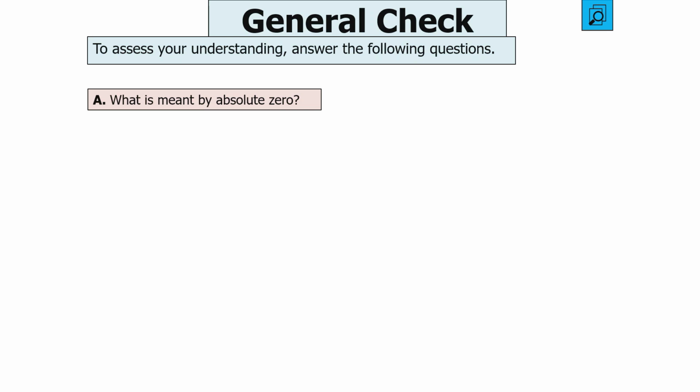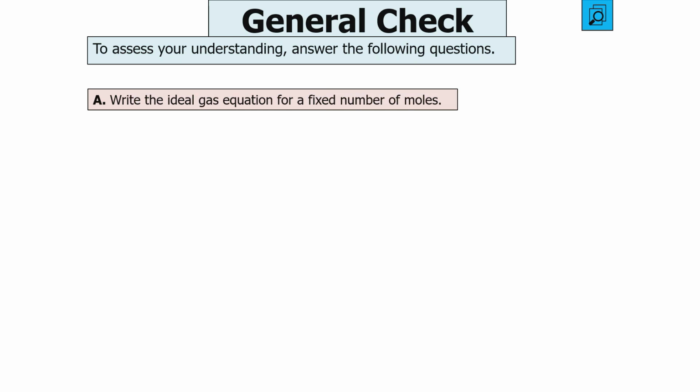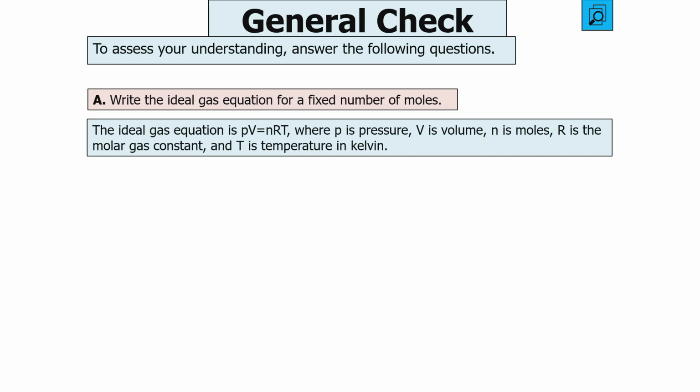What is meant by the term absolute zero? Absolute zero is the theoretical temperature at which all particle motion ceases, and the internal energy is a minimum and it is only potential energy. It's equal to 0 Kelvin or minus 273.15 degrees Celsius. Write the ideal gas equation for a fixed number of moles. The ideal gas equation is PV equals nRT, where P is pressure, V is volume, n is moles, R is the molar gas constant, and T is the temperature in Kelvin.